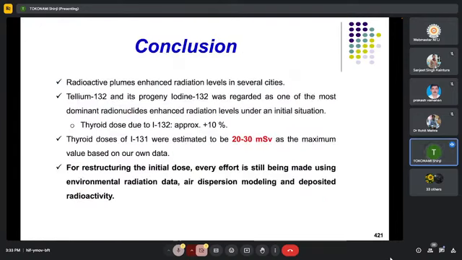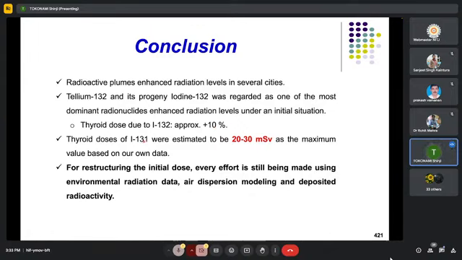The conclusion: radioactive plumes enhanced radiation levels in several cities. Tellurium-132 and its progeny iodine-132 were regarded as one of the most dominant radionuclides, enhancing radiation levels under an initial situation. Thyroid dose due to iodine-132 was estimated to be approximately plus 10%.